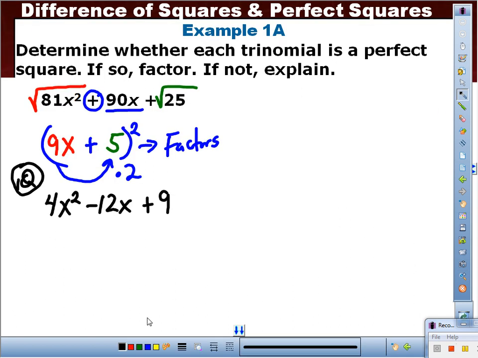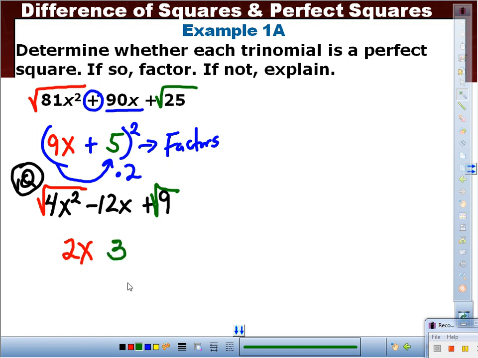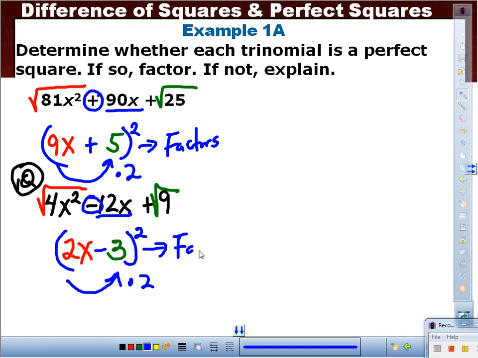All right, let's see. Square root of the first, 2x. Square root of the last, 3. What is 2x times 3? Times 2. Does that give me 12x? Yes. What is the sign of the middle? Minus. So this is 2x minus 3 squared. These are my factors. And if you got that, okay, let's do another one.